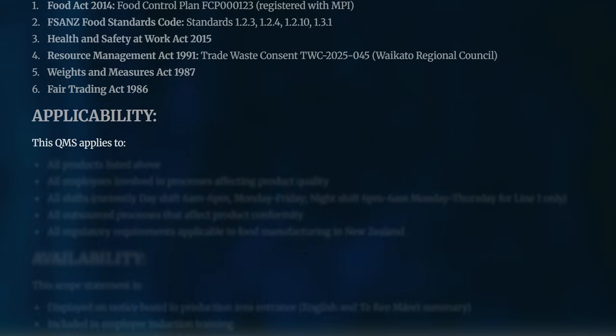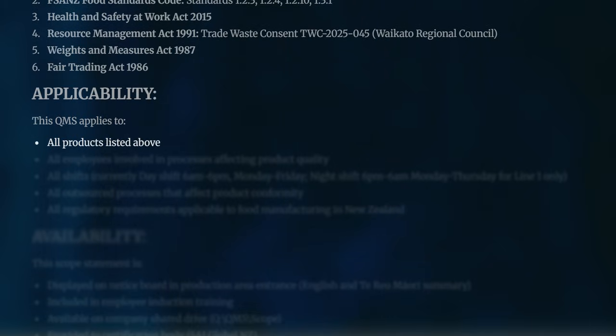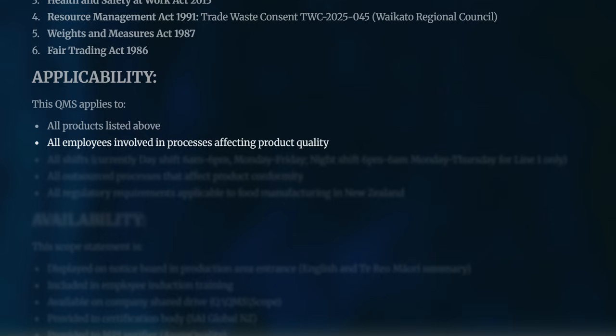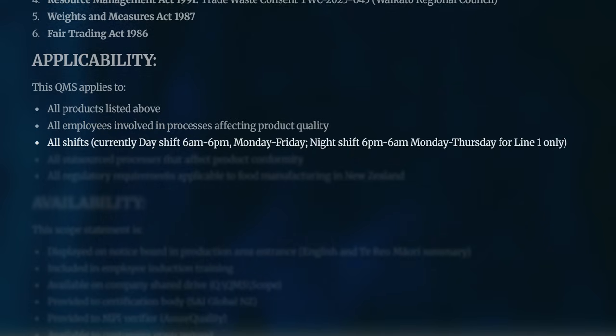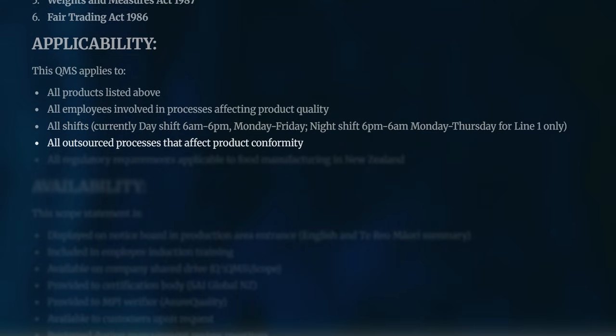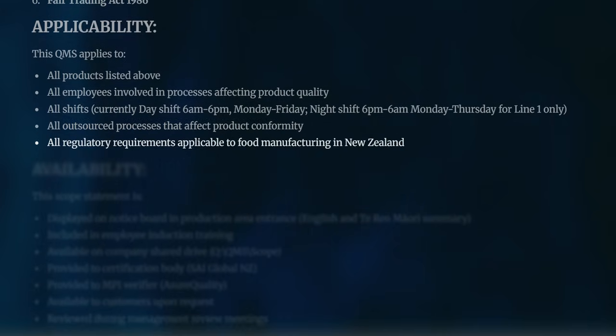Applicability. This QMS applies to all products listed above, all employees involved in processes affecting product quality, and all shifts. Currently there is a day shift from 6 a.m. to 6 p.m., Monday to Friday, and a night shift from 6 p.m. to 6 a.m., Monday to Thursday, for line 1 only. It also applies to all outsourced processes that affect product conformity, and all regulatory requirements applicable to food manufacturing in New Zealand.